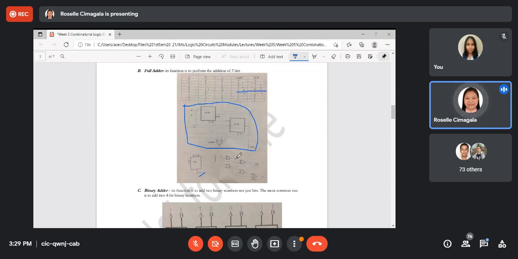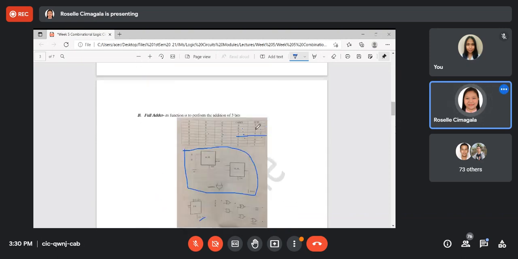Si output sum, mo na pud na i-input niya sa next half adder together with C input. So, i-XOR na sila, mo na sum, and then, kaning output ni first sum, and si C, mo na sad na isud sa ikaduhang AND gate for the carry. And then, i-ording duha ka carry, so that makes it your only truth result sa truth table.